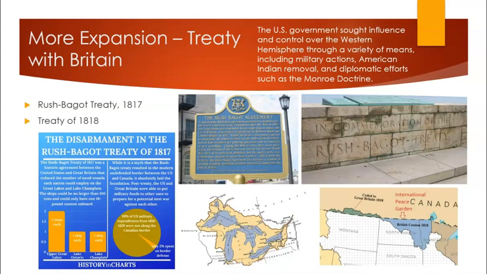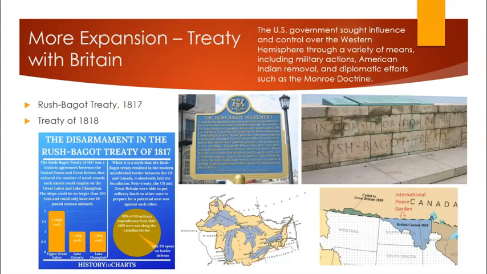A year later, they signed the Treaty of 1818, which actually simplified the boundary between the United States and Canada, which was still part of the British Empire, running it along the 49th parallel all the way to the Continental Divide, because it was a heck of a lot easier to calculate where that was, as opposed to rivers which could change course with varying seasons.